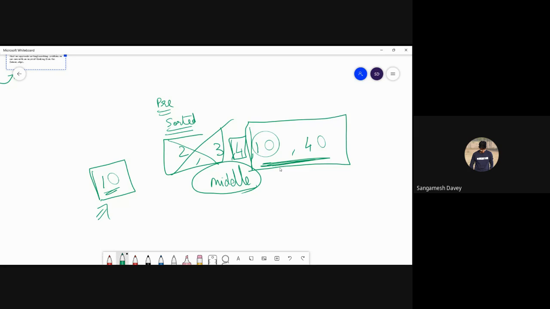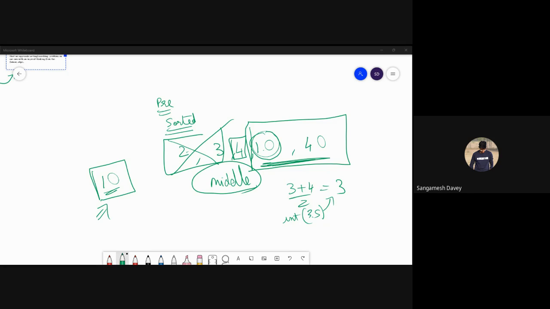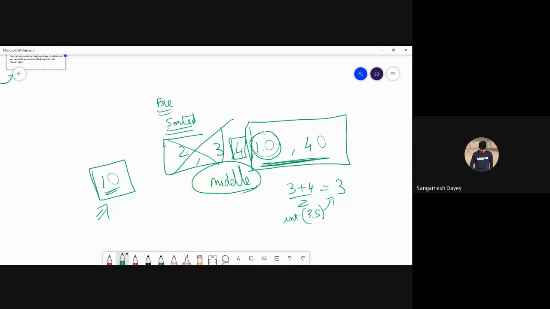It's integer, right? So the indices are 0, 1, 2, 3, 4. 3 plus 4 by 2. 3 plus 4 is 7. 7 by 2 is 3.5. But if you do it in integer, int of 3.5 is nothing but 3, right? So this is the middle element again over here. So it's 10 equal to 10, yes, and then you return it out. This also, I'm pretty sure all of you would have learned in your first sem, so I'm not going in depth.